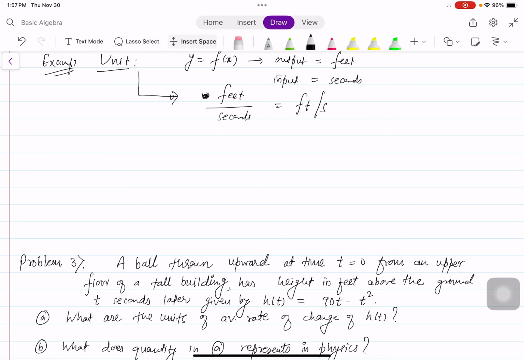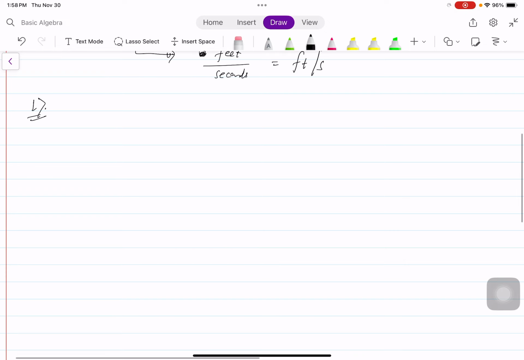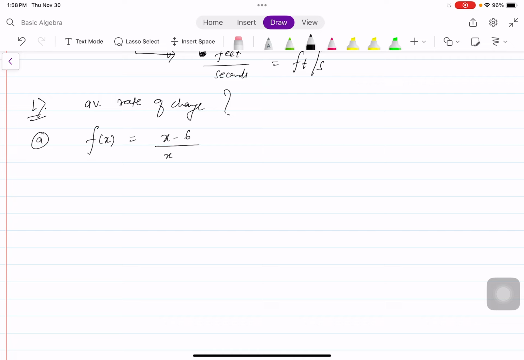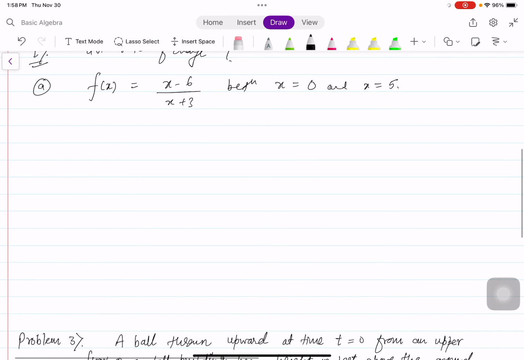Now let's solve a few problems. Problem number 1: find the average rate of change in the following scenarios. Number A: we are given some function, and you can pause the video and come back, or you can skip a few seconds here. This is the given function, and we want to find the rate of change of this function between these two inputs.